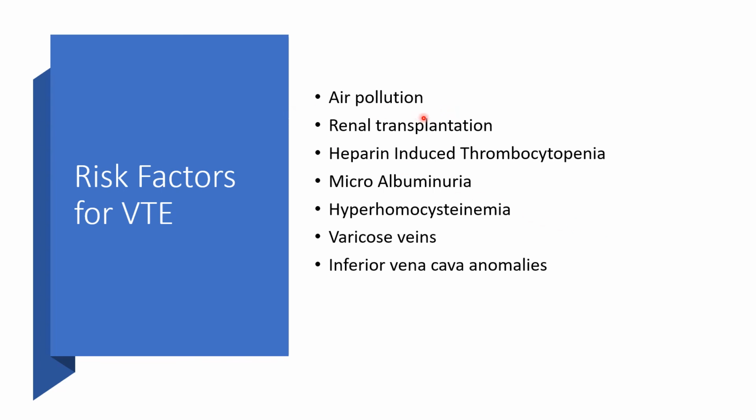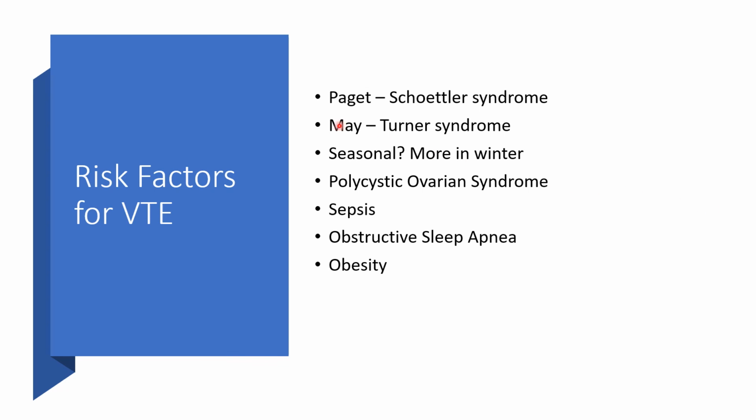Others will include air pollution, renal transplantation, heparin-induced thrombocytopenia, microalbuminuria, hyperhomocysteinemia, varicose veins, and inferior vena cava anomalies. The list will include Paget-Schroetter syndrome, May-Thurner syndrome, and it could be seasonal because it's going to be more in winter time, polycystic ovarian syndrome, sepsis, obstructive sleep apnea, and obesity.